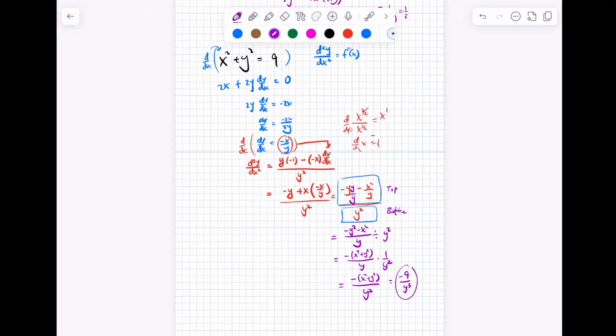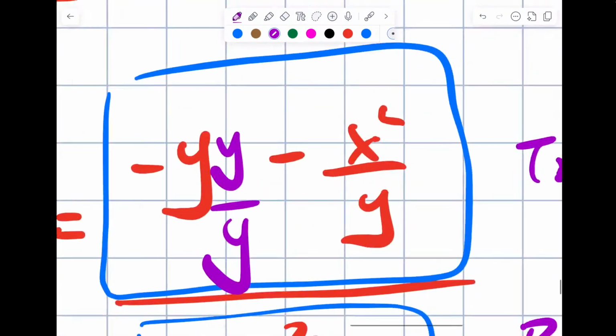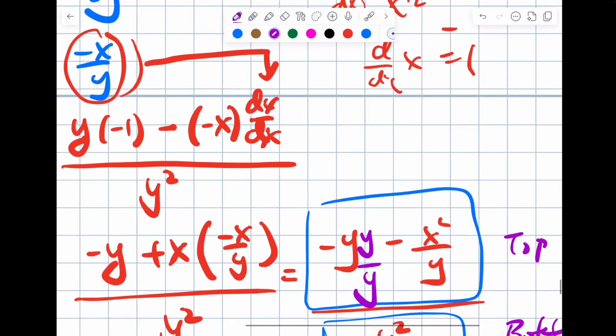Wait, you multiply the left side by y over y? Yeah, because I want to have a common denominator in this situation. Because if I just have a -y minus x squared over y, I cannot combine until they have the same denominator. It's just adding fractions. Oh, I get it. -y squared. Now y times y is y squared, not 2y.